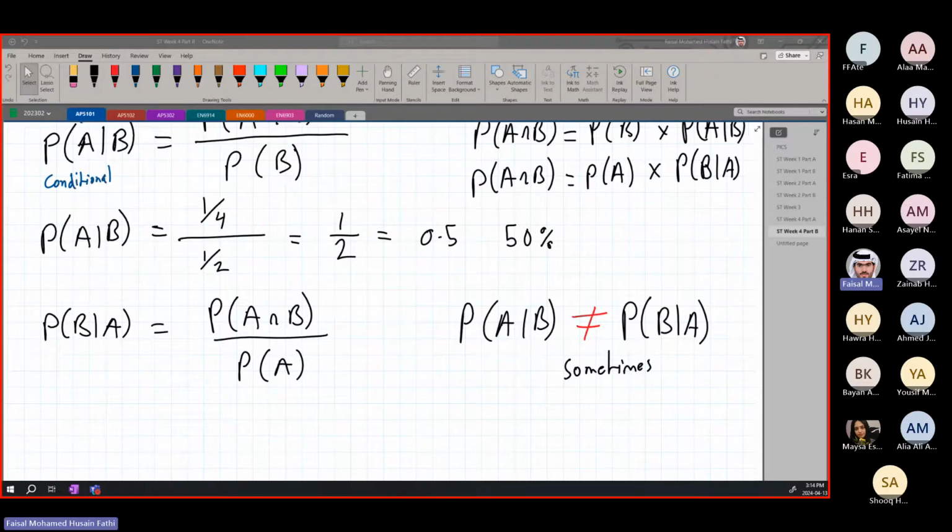Let's solve another Venn diagram question. This is a good one. With more practice, the better you will get at it, obviously. Let us see this question.